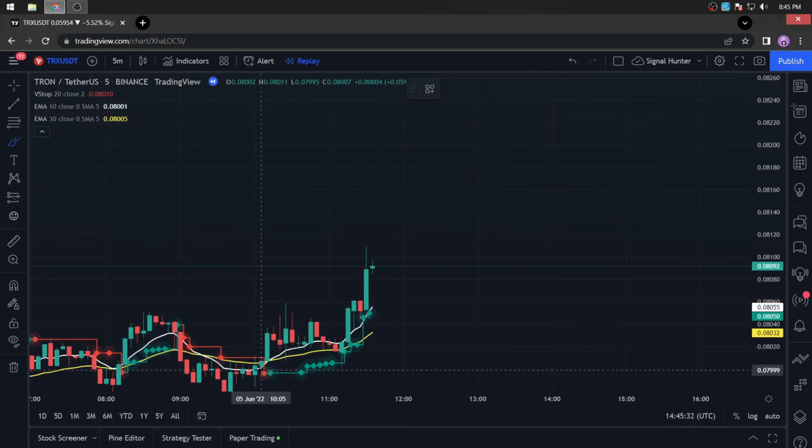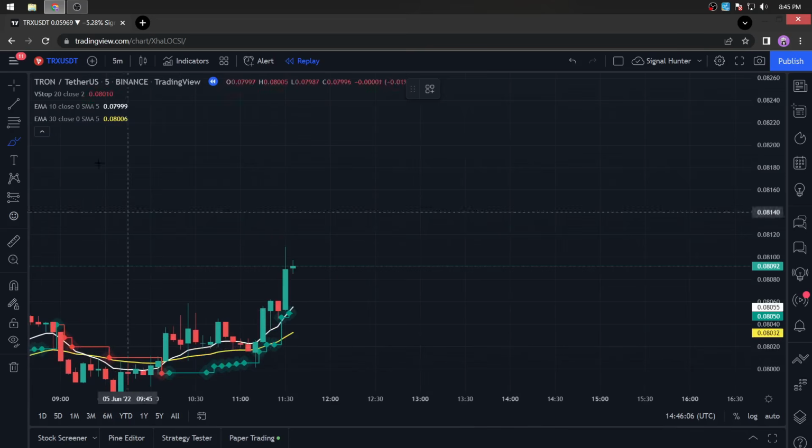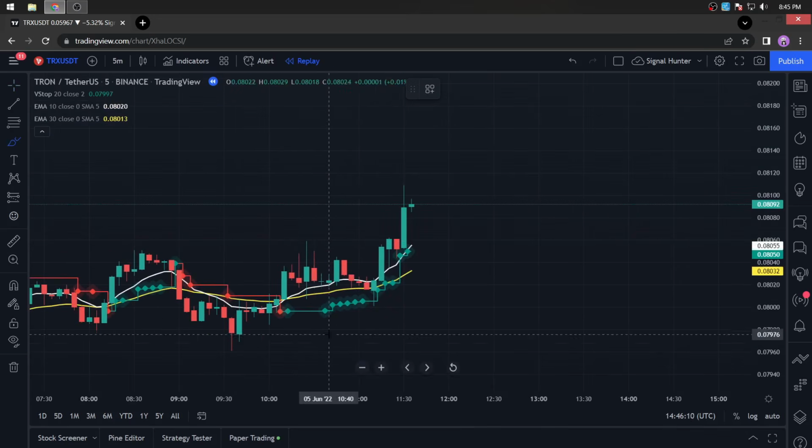So in this chart you can see the 10 period EMA successfully crossing up the 30 period EMA, and also the price is crossing up the volatility price line, and the volatility price line color is switched to green, but you can see this candle is red, and also you can see this candle is green, but the candle shadow is not separate from the EMA line, so we avoid the trade here.